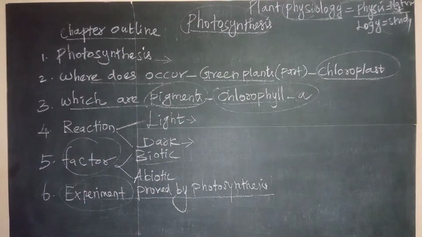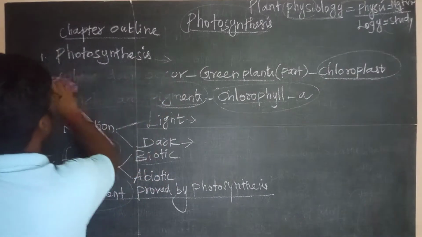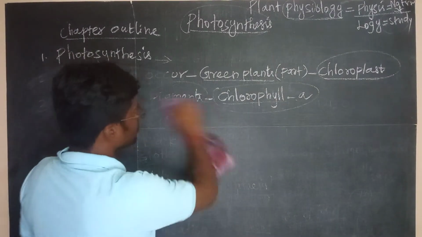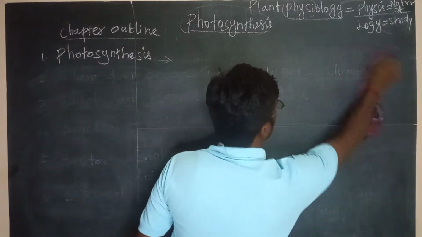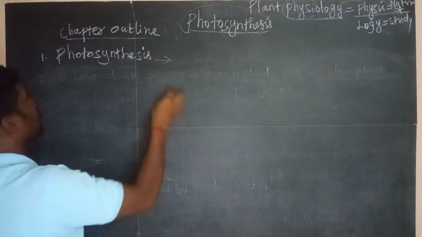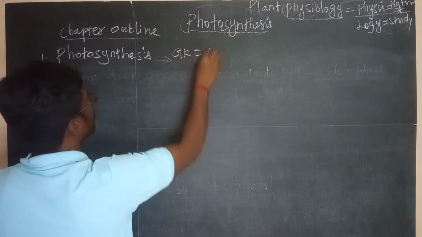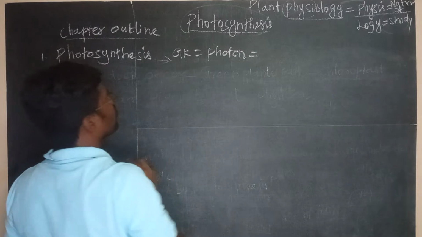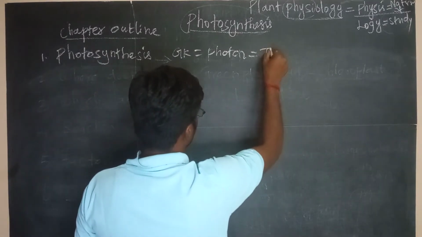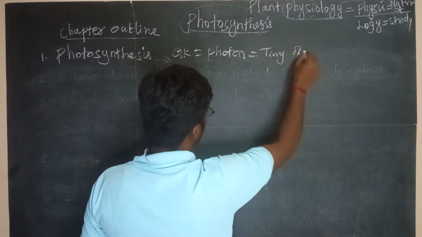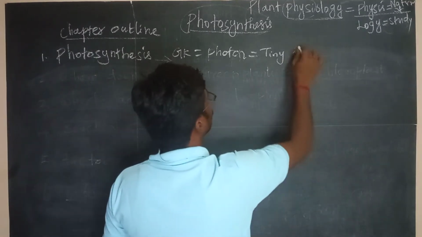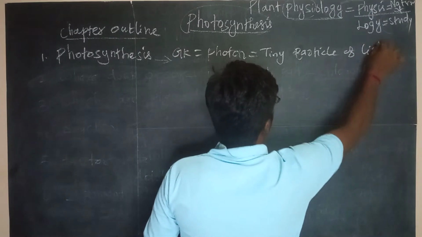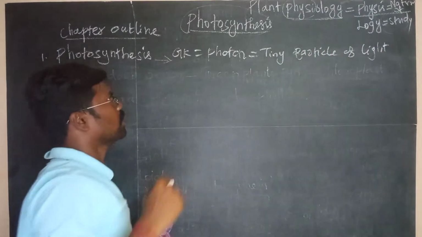What is photosynthesis? Do you know the meaning of the word photosynthesis? This is also derived from a Greek word. Photo is derived from the word photon. Photon is nothing but a very tiny particle of light. This is called a photon.